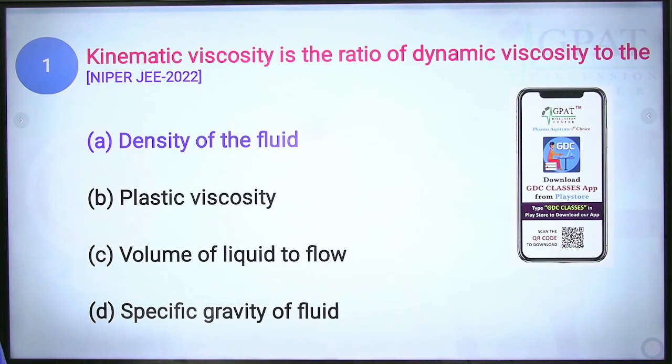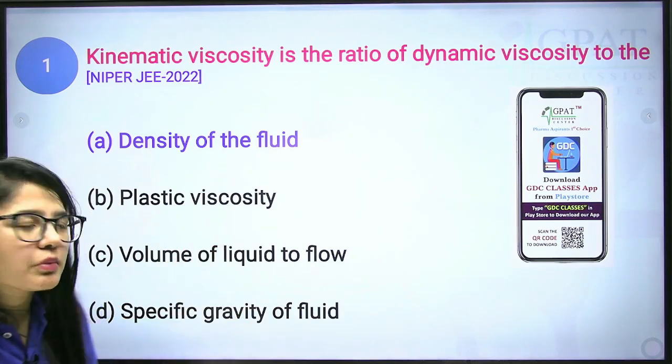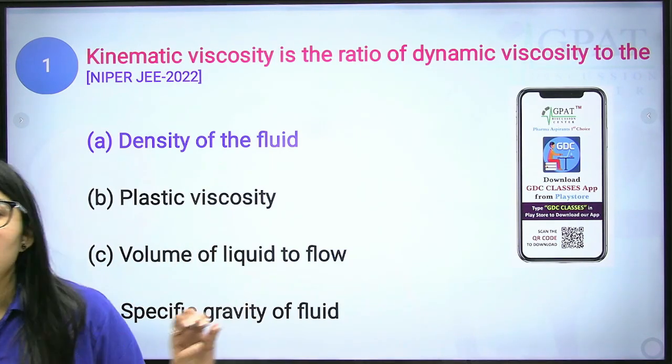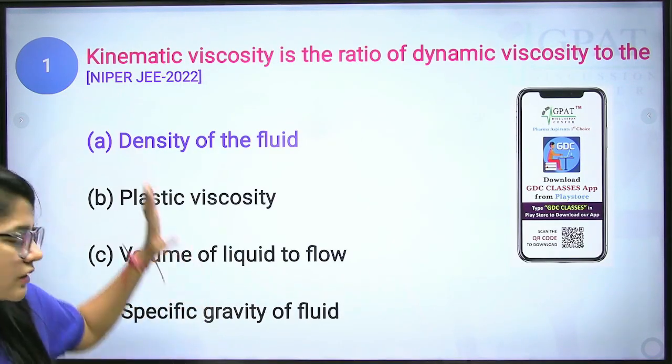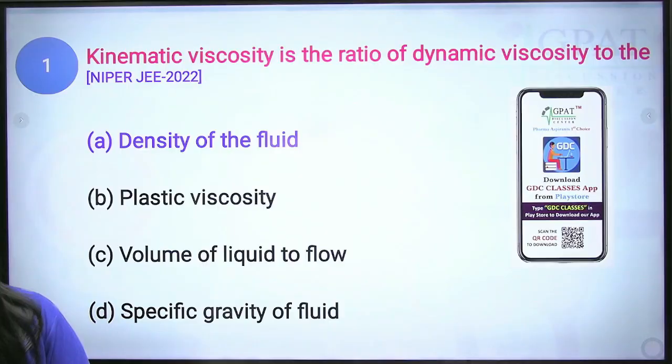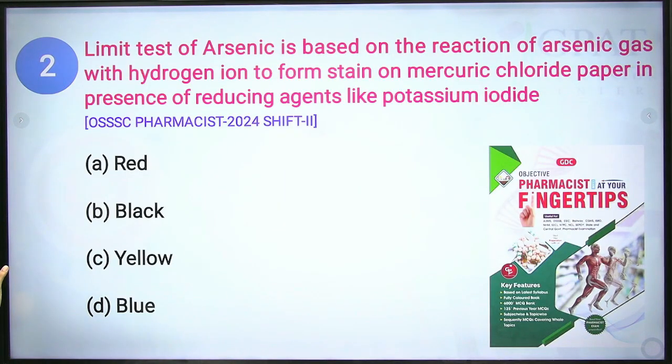Next, we have plastic viscosity. Flow property of a non-Newtonian fluid is known as plastic viscosity, and it has no relation with this formula. Next we have volume of liquid to the flow. The amount of liquid that can flow has no ratio with this also. Specific gravity of fluid is the ratio of fluid density to water density. This has also no relation with your kinematic viscosity. Clear?